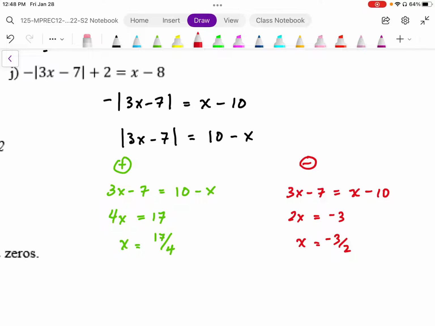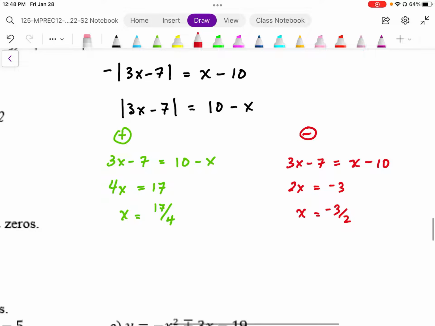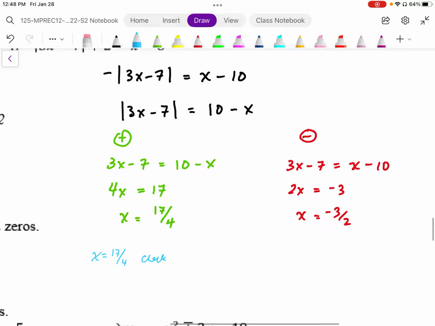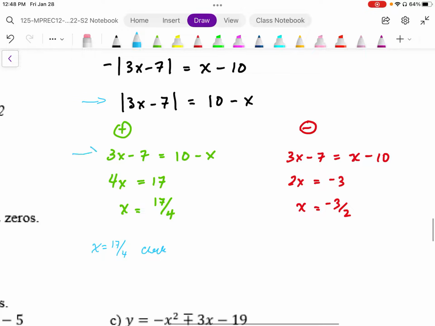Now we have to remember we have to actually solve to check. When solving absolute values, we have to check for extraneous solutions. So when I plug it back in, my check here, x equals 17 over 4. I should really put it into the original one, but I can actually plug it into this one here. So be careful, you cannot do it into here or here.